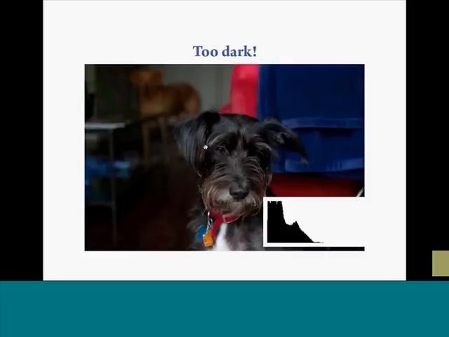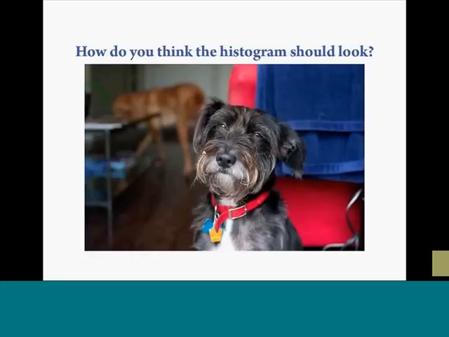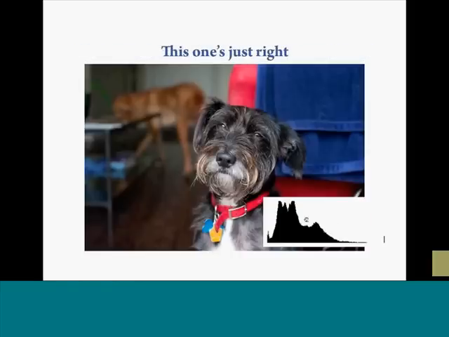But if we look at it, we see there's all this black here. The histogram doesn't represent the color, only the brightness of the pixels. This photograph is underexposed. So think for a second, what do you think the histogram should look like? Well, basically all of the pixels should be concentrated in the middle, not too dark and not too bright. And this is the histogram for this actual photograph.